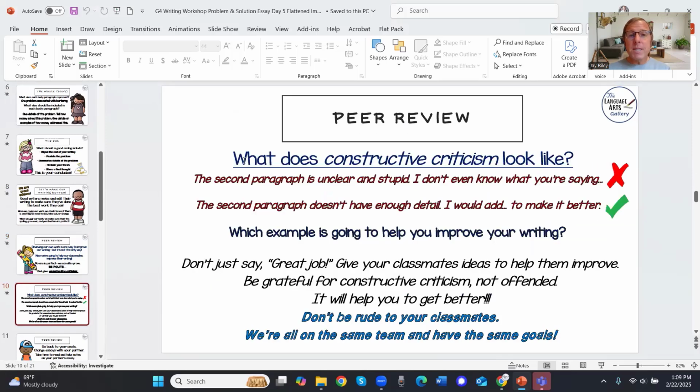So here we've got examples and non-examples. The first sentence says, the second paragraph is unclear and stupid. I don't even know what you're saying. That's not constructive feedback. That doesn't help anyone get better. The next sentence says, the second paragraph doesn't have enough detail. I would add this to make it better. That's constructive feedback. You're talking about what's wrong and how you can make it better. So be polite. We're all on the same team. We all want to improve.